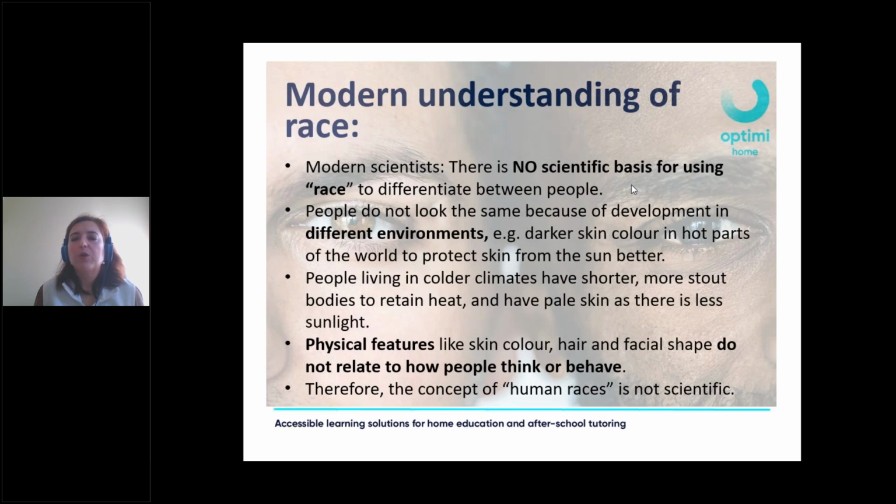So overall you will find still a lot of theories, a lot of research, a lot of people trying to explain biology and why there are physical differences between people.